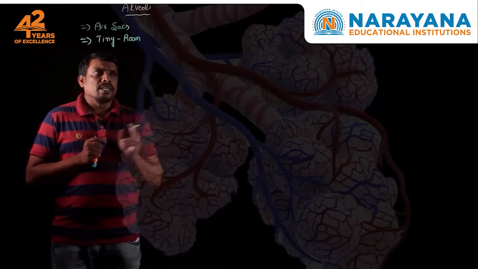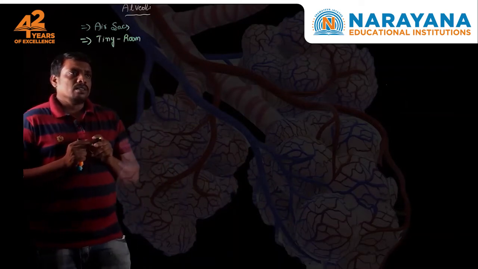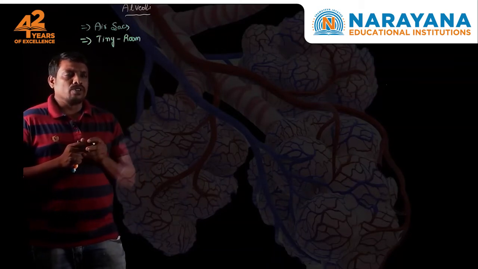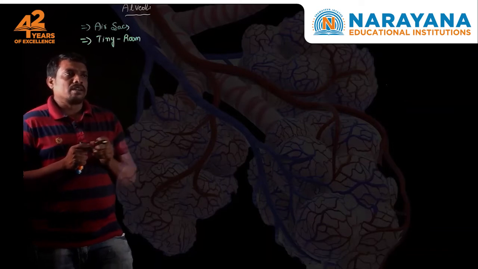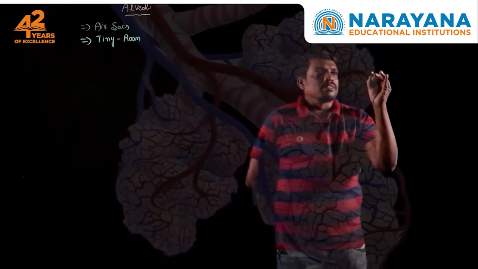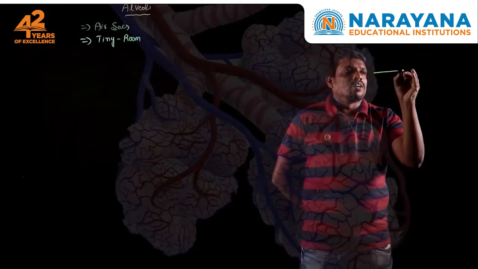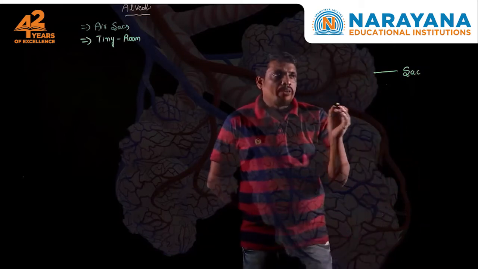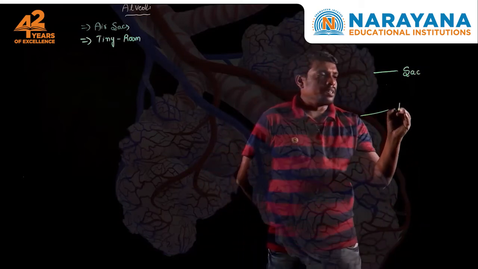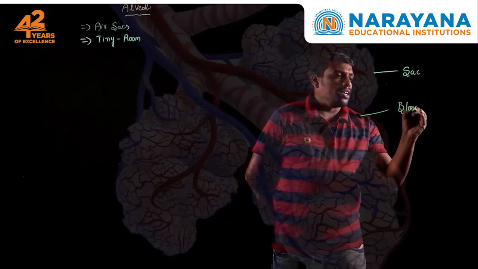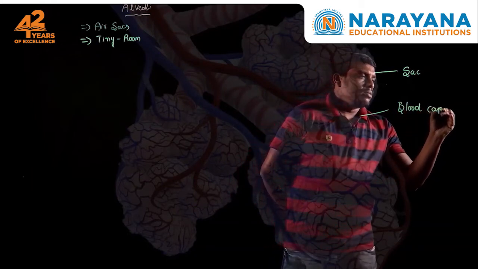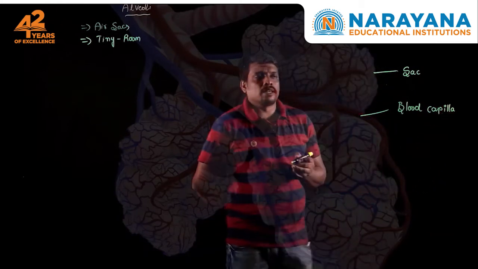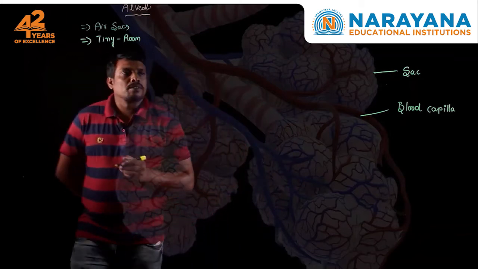If you see carefully the alveoli, you can see the blood vessels and how near they are to the alveoli. Each sac, this is called the alveolar sac, which is a room-like structure. Now you can see the blood vessel. This is the blood capillary. Into this blood capillary, oxygen diffusion takes place.